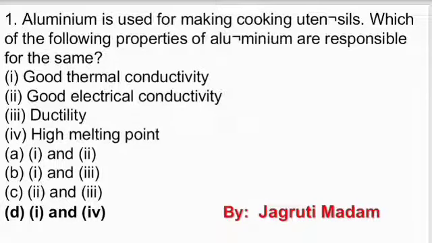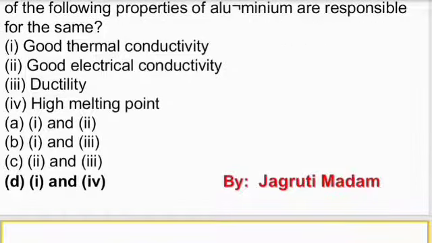Aluminum is used for making cooking utensils. Which of the following properties of aluminum are responsible for the same? The properties are: 1, good thermal conductivity; 2, good electrical conductivity; 3, ductility; 4, high melting point. The options are 1 and 2, 1 and 3, 2 and 3, and 1 and 4. The correct option is 1 and 4.